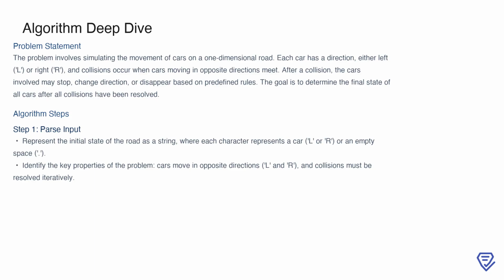To achieve this, the algorithm first parses the input, which is given as a string, where each character represents a car or an empty space, denoted by a dot. By understanding the key properties of the problem, specifically, that L and R cars move in opposite directions and interact upon collisions, we can begin designing a solution that iteratively resolves these interactions until the final state is reached.